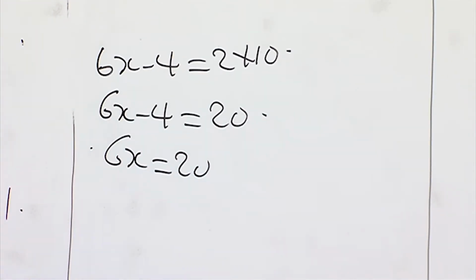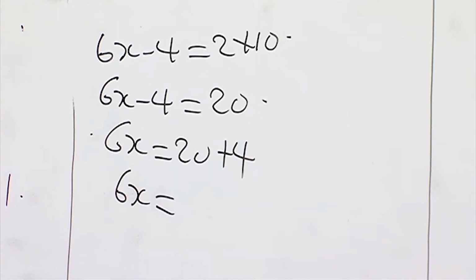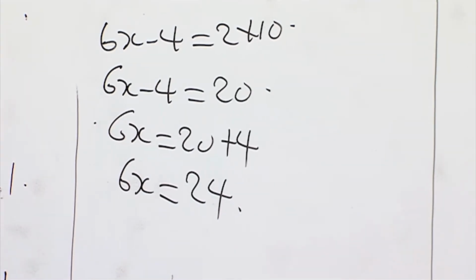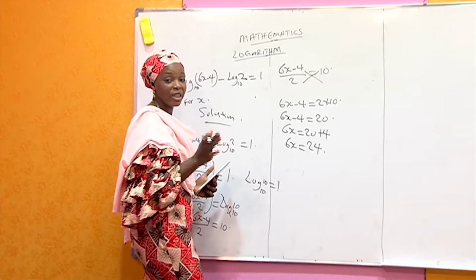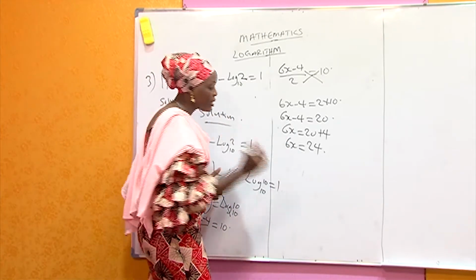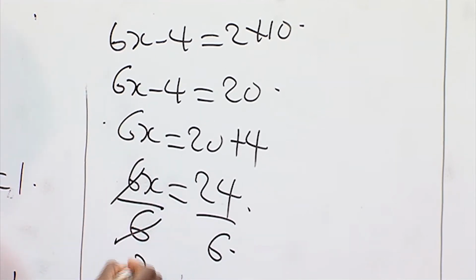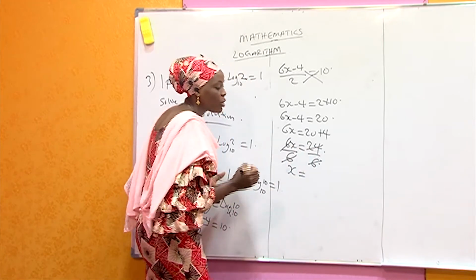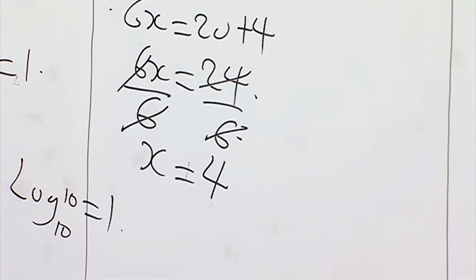Taking minus 4 to the other side, we have plus 4. So 6x equals 20 plus 4, which gives 24. Remember that we are finding the value of x. So we need to make x the subject, meaning x should be standing alone. So dividing both sides by the coefficient of x, which is 6, we cancel 6. Now we have our x standing alone, which 6 in 24 will give 4. So finally, we have the value of x to be 4.